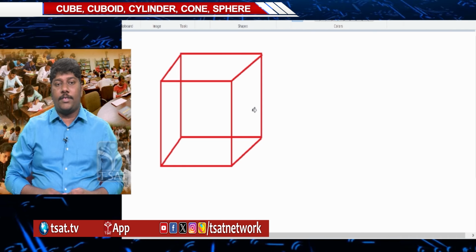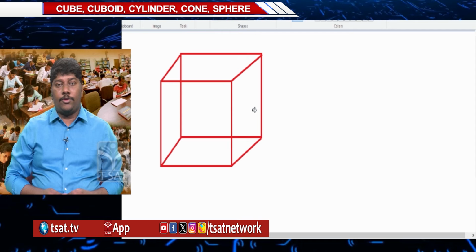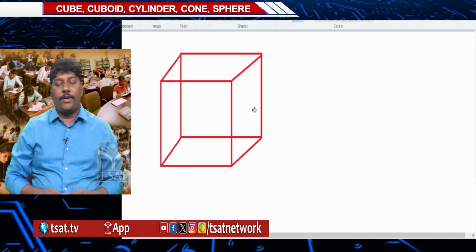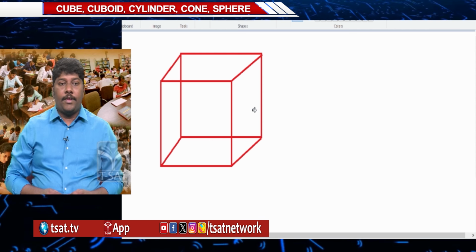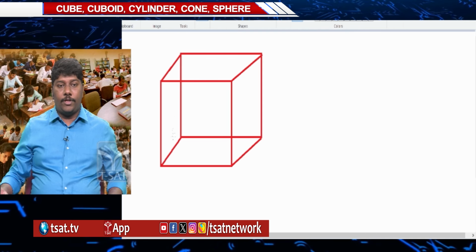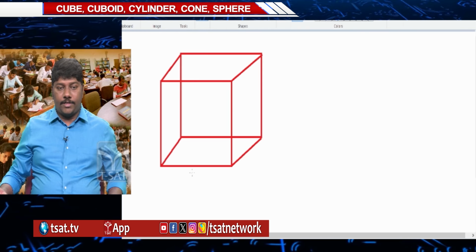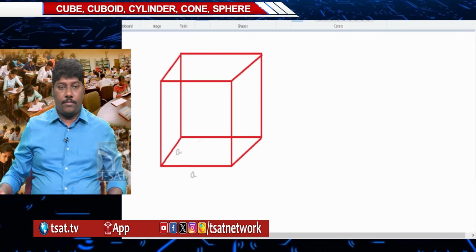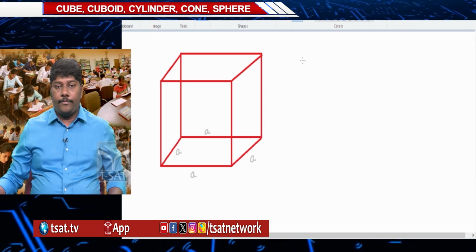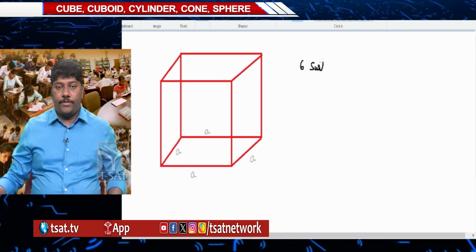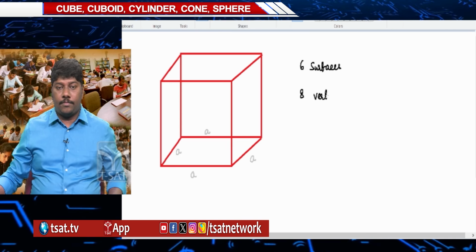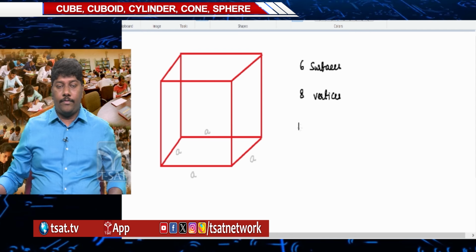For a cube, you have 6 surfaces as shown, and if you observe a room, there are 8 corners. These 8 corners are called the vertices of a cube. Then you have 12 edges: 4 edges on top, 4 edges at the bottom, and 4 heights, the pillars. All edges are equal, of size a. So, for a cube you have 6 faces, 8 vertices, and 12 edges.